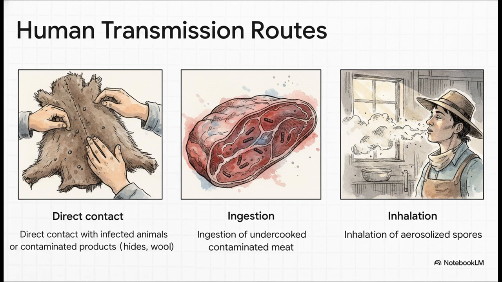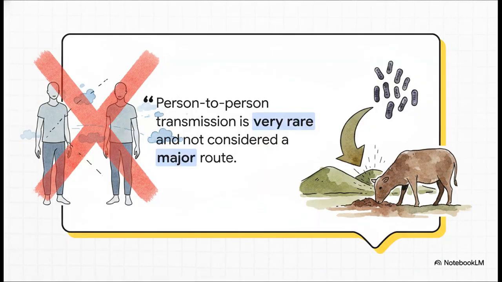Now, this is a really, really important point, and it's one that helps cut through a lot of unnecessary fear. Unlike something like the flu or a common cold, anthrax isn't really considered contagious. It doesn't spread from one person to another. You get it from the source, those spores in the environment, not from a person who happens to be sick.